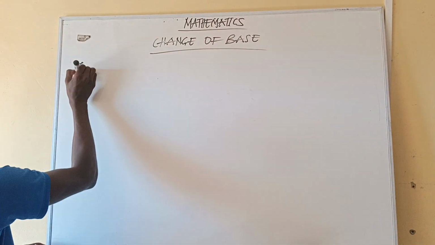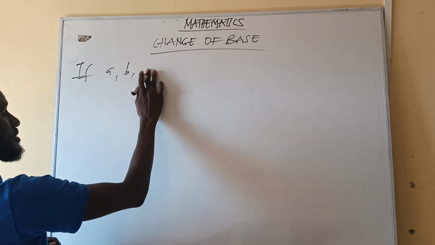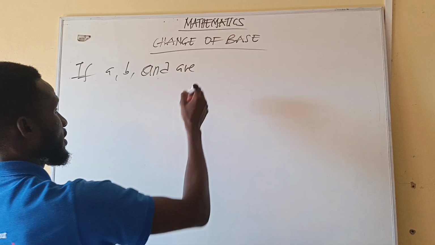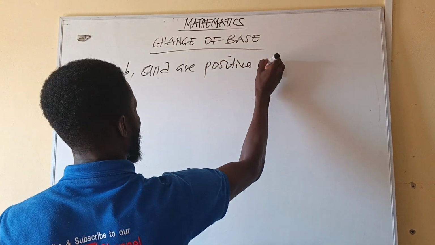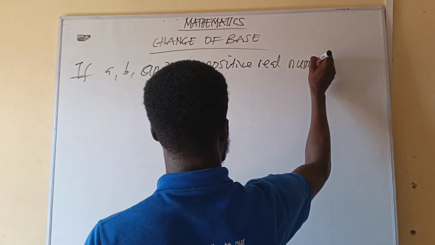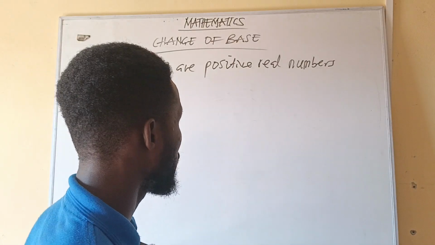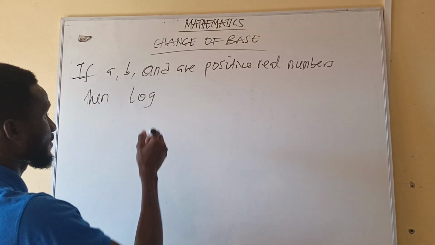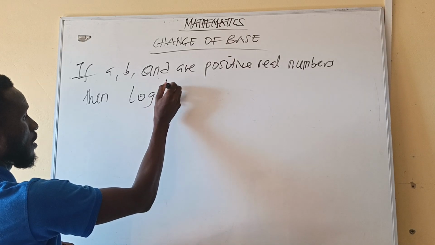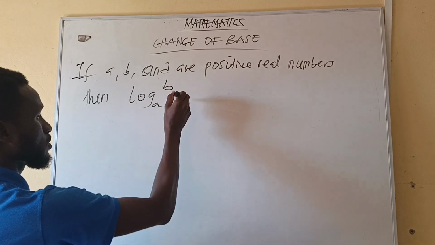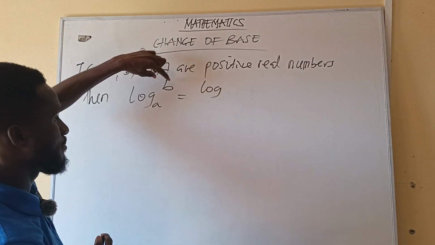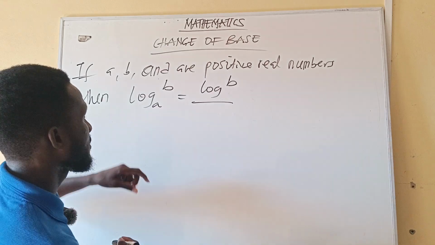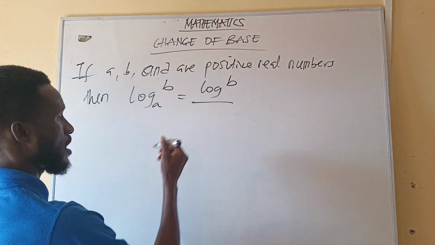Now, if A, B, and C are positive real numbers, then if we have logarithm of B to base A, this expression is supposed to be equal to log of B, follow me closely, log of B divided by log of the base A, log of A.